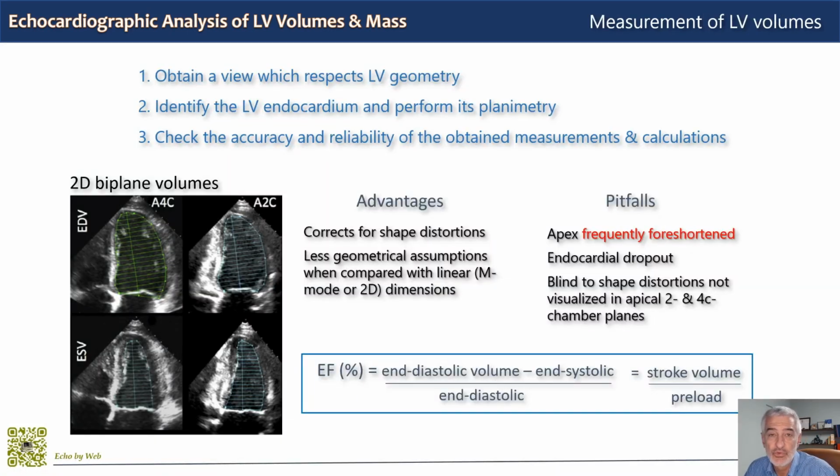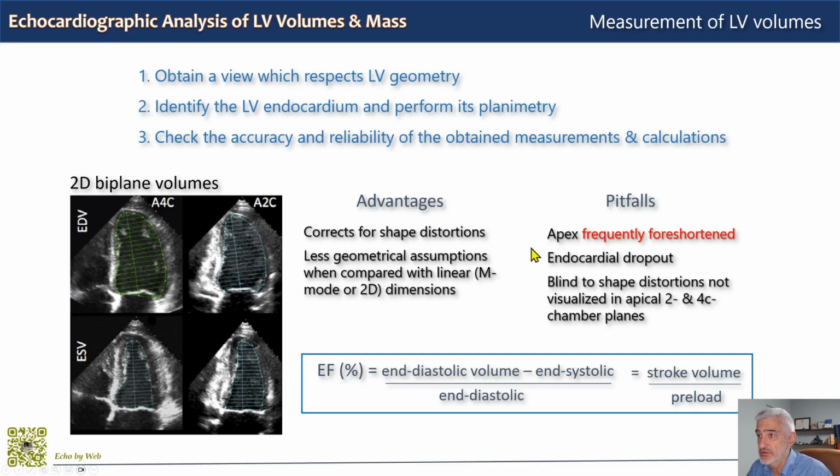And now let's look at how to obtain the left ventricular volumes. The standard method is 2D imaging with the Simpson disk summation formula, which is available on all echographic machines, old and new. The operator here must obtain a view which respects left ventricular geometry, we will see this in a minute, identify the endocardium of the left ventricle and perform the planimetry, we will also see this, and then also check the accuracy and reliability of the obtained measures and calculations before putting them in the report.